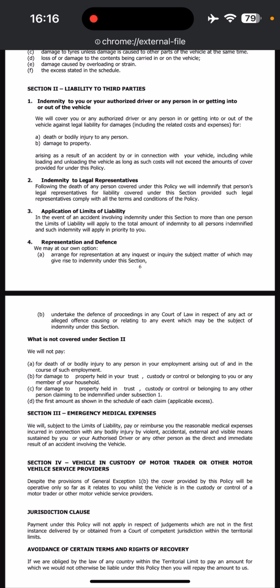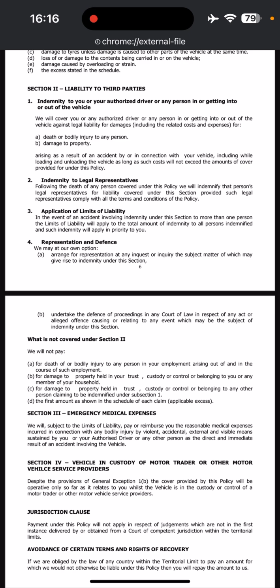So for the limits of liability there, it's quite expansive. For example, for death or bodily injury to any one person, the limit is normally capped at 3 million for the standard policy, and you can negotiate it to 5 million, or you can pay extra premium and get maybe 10 million, depending on how much the insurance company can accommodate as per their reinsurers. Damage to property is covered under section 2 as a third party liability.